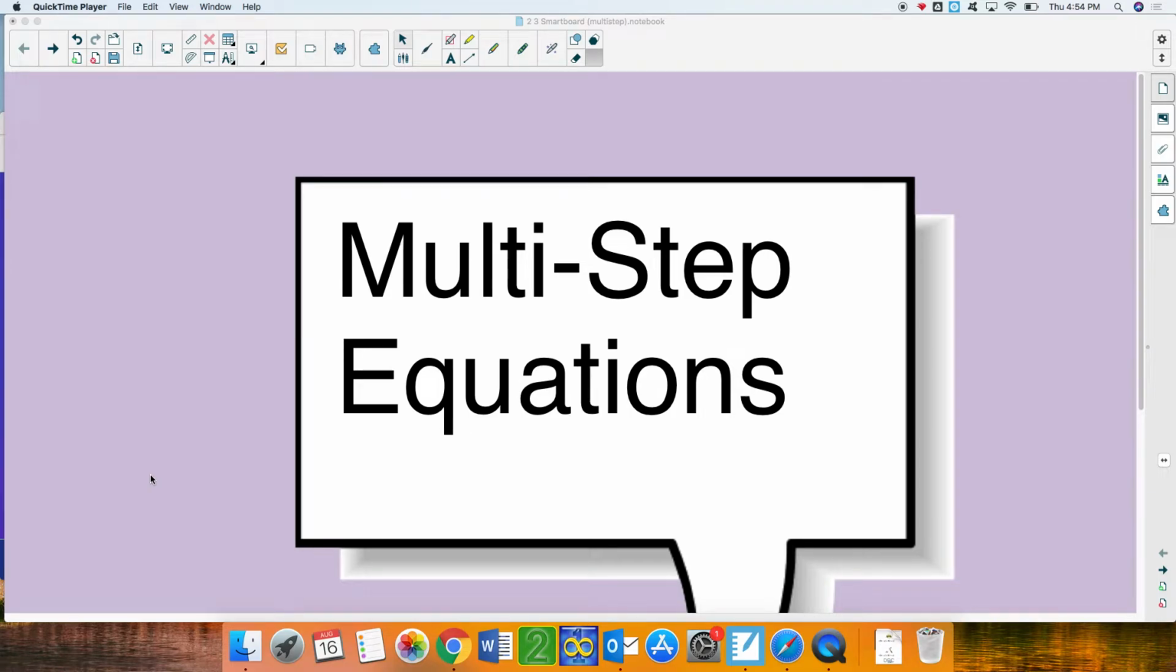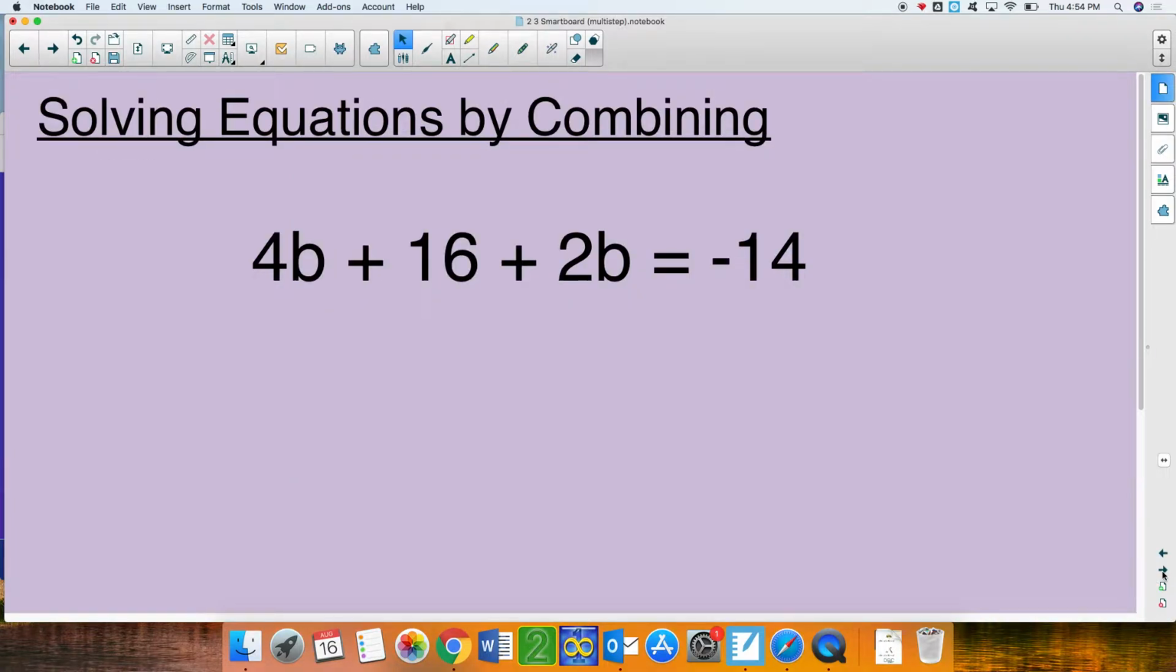2.3 is solving multi-step equations. So now we're going to look at how you can solve equations by combining like terms, how you can solve equations using distribution, and then how you can solve equations doing both of those things.